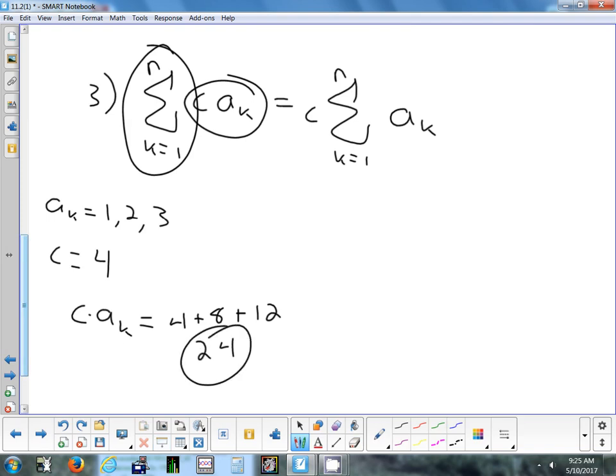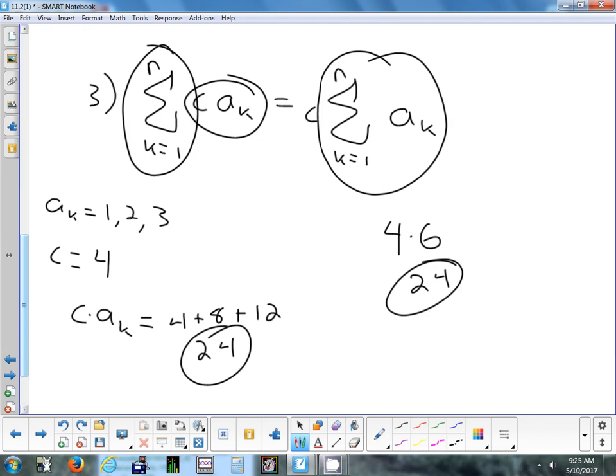Now, the way on the right, a little different. Add them up first, multiply last. So what do you get if you add 1 plus 2 plus 3? 6. Now take that and multiply by the number in front, which is 4. What do you get? 24. Okay. So the point is, if you have a number that is being multiplied by a sequence, you can put that number in front of the sigma, and you get the same answer.